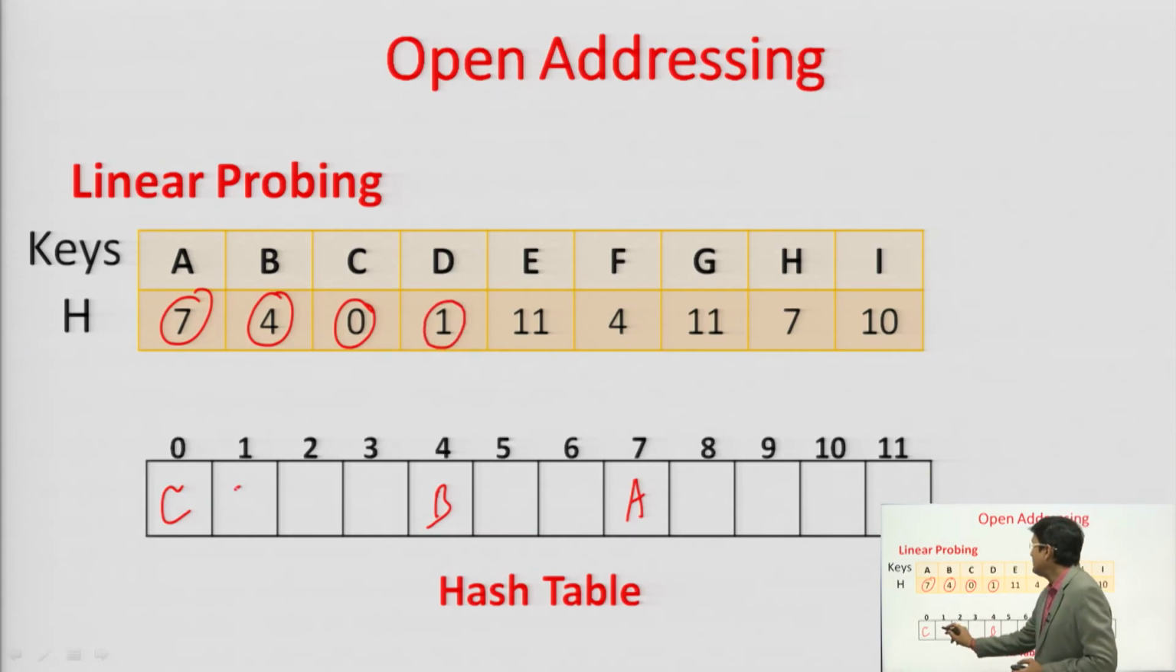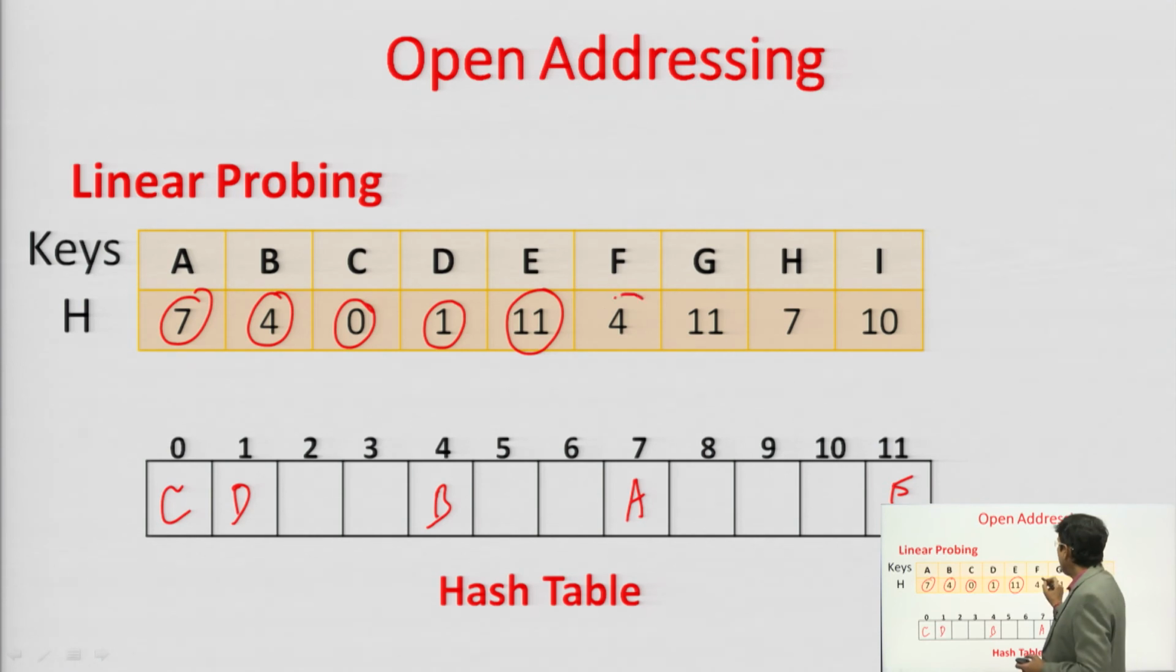D has 1 location, store D here. E has 11 location, store E here. F has 4 location, but 4 location is busy. So you store at 5 in case you are doing the linear probing. 5 is free, so you can store it there.